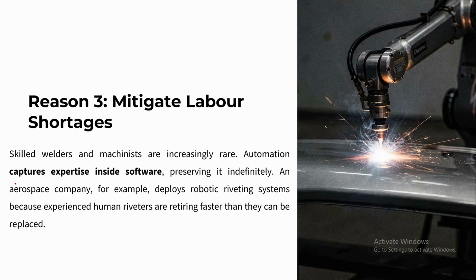Skilled welders and machinists are increasingly rare. Automation captures expertise inside software, preserving it indefinitely. An aerospace company, for example, deploys a robotic riveting system because experienced human riveters are retiring faster than they can be replaced. All of you know what riveting is. Riveting is a joining process. Aircraft use this type of rivets in the body for joining the parts. Here I just take an example of human riveters versus a robotic riveting system.